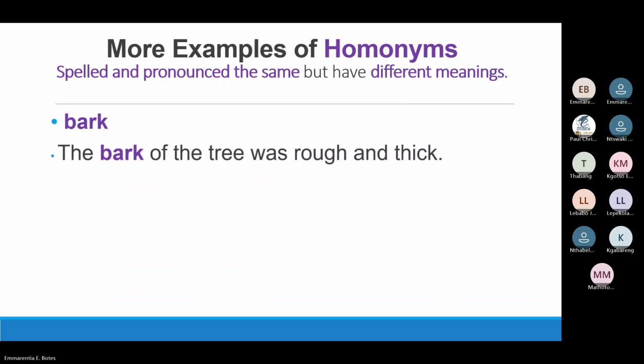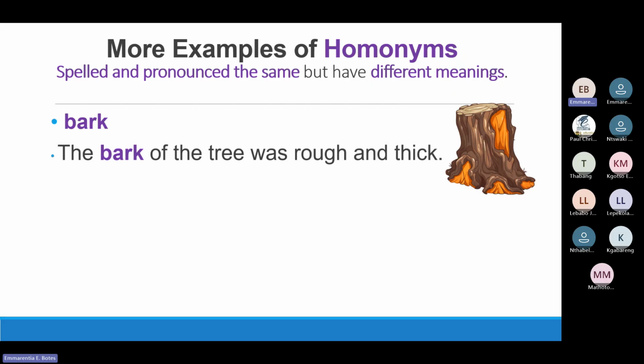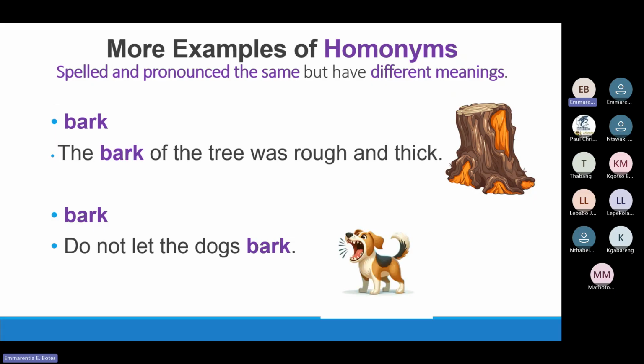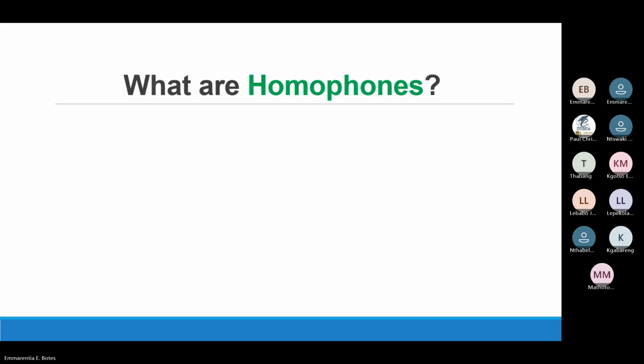Bark. The bark of the tree was rough and thick. So when you read the sentence, you might have a different picture from what you originally thought the word meant. And there's the picture of the bark from the tree. The other one, the homonym of bark: do not let the dogs bark. So we see spelled and pronounced the same, but different meanings, giving us different images in our minds. So that was homonyms.